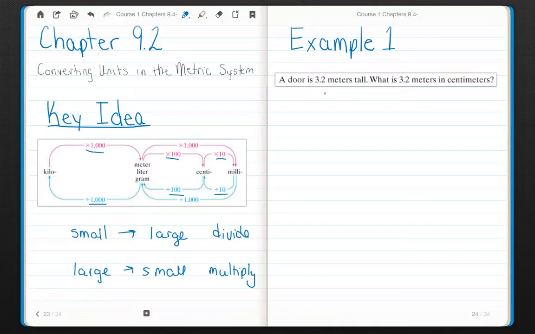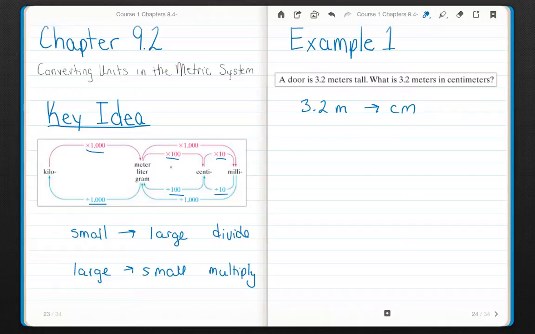So a door is 3.2 meters tall. What is 3.2 meters in centimeters? So if I look back over here at my chart, I'm going from meters to centimeters, and I see that I'm going to multiply by 100 because there are 100 centimeters in every meter. So if 1 meter is equal to 100 centimeters, to find out how many in 3.2 meters, I'm going to multiply times 100.